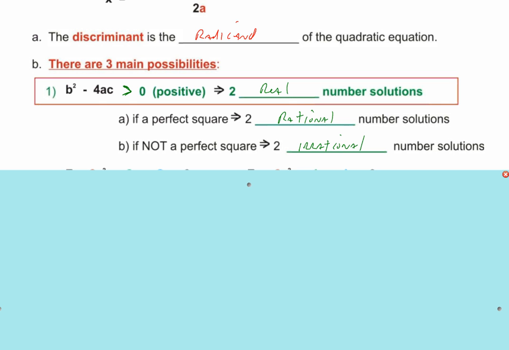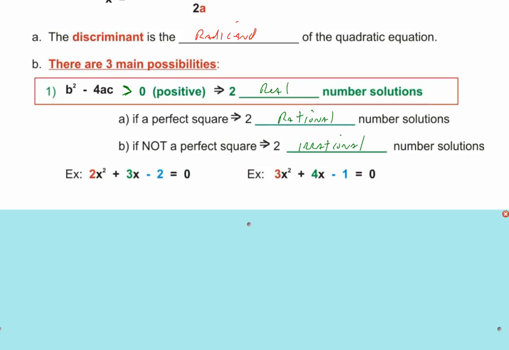If they want you to be specific, you have to figure out whether it's two rationals, perfect square, or if it's two irrational. And by the way, the perfect squares are what? Square root of 1 is 1. Square root of 4 is 2. Square root of 9 is 3. Square root of 16 is 4. Square root of 25 is 5, etc. Square root of 36 is 6. 49 is 7. 64 is 8, etc.